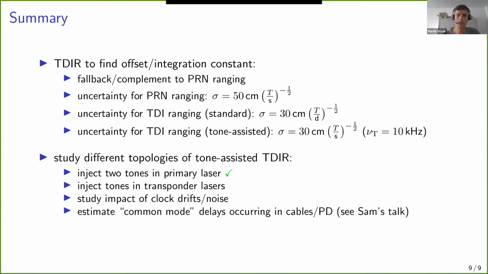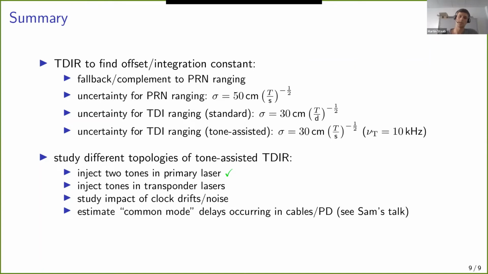Okay, so to summarize, this is just what I've just talked about, comparing the different accuracies of those three methods. And the big take-home message is, I think, that this TDIR can indeed be used as a fallback or complement to PIN ranging. And in the future, we want to study different topologies of the tone-assisted variant, since we think it's quite promising. So we looked at injecting those two tones in the primary lasers, which worked quite well.